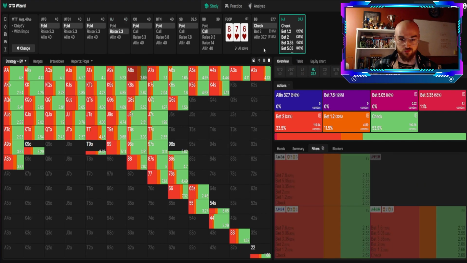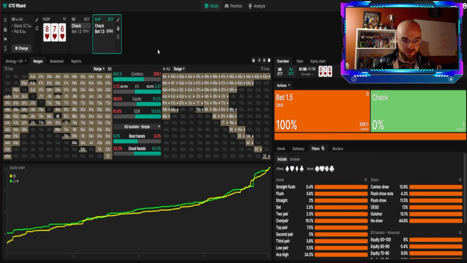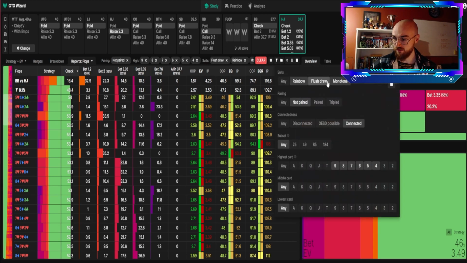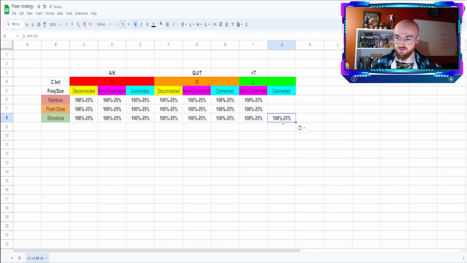Original EV 3.46. New EV 3.37. The most extreme monotone board, the super connected, low, the EV regress is not significant. So I'm going to filter out monotone and say that monotone is fine to still range bet 25%. So we're left with these last two categories, rainbow and flush draw, low connected boards.